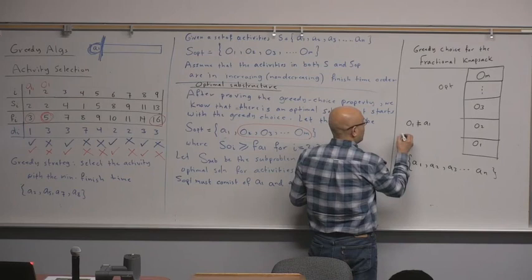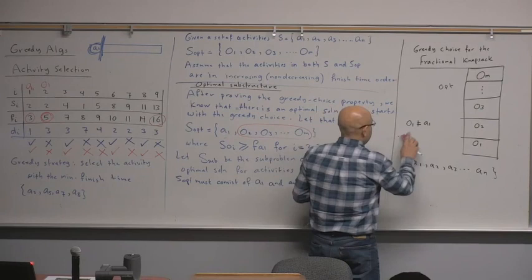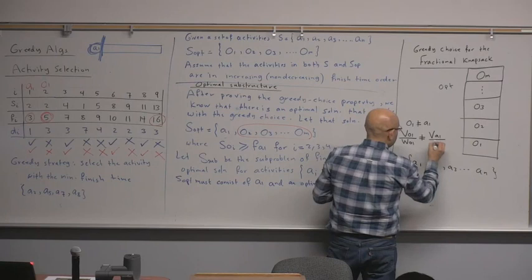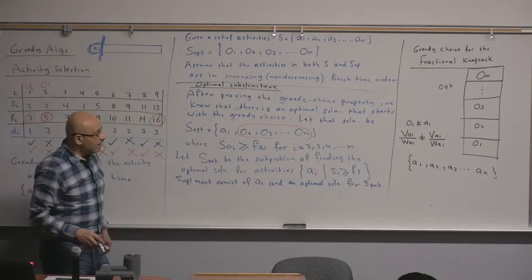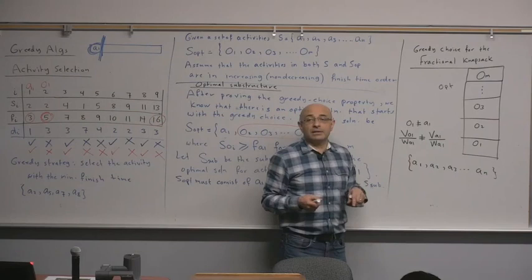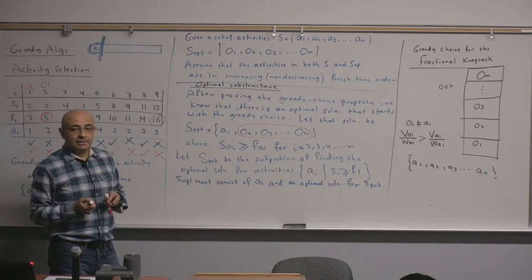V1 divided by W1, or let's call it VO1, VO1 divided by W of O1 is not equal to VA1 divided by WA1. Can this ever be true? Can we have a solution for the fractional knapsack problem that starts with an item that is not the greedy choice, that has greater than VA1 divided by WA1? The correct answer is no.